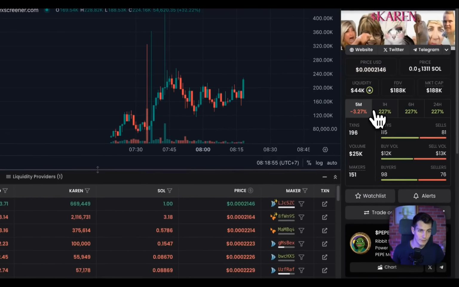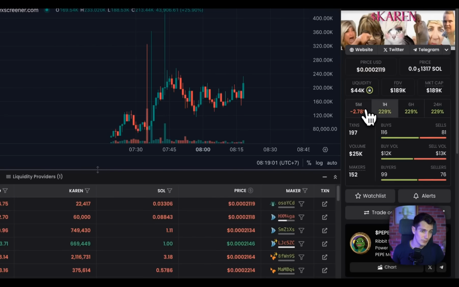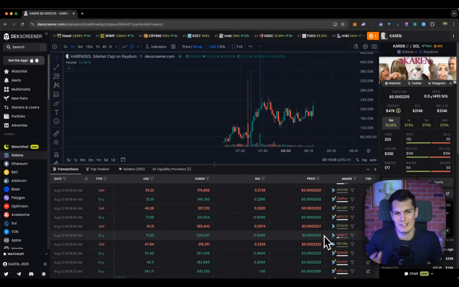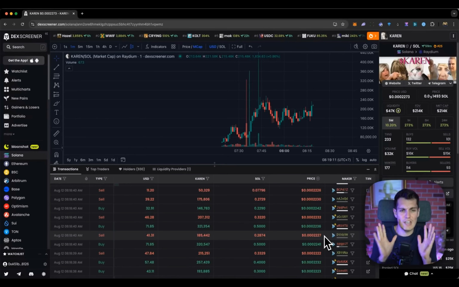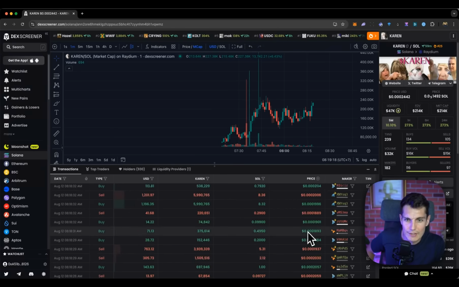We have 25k volume in the last 5 minutes, $1 million volume in the last hour. The last 6 hours, of course, doesn't matter, but it's a pretty high volume. And you can see all the transactions. This is natural, as natural as it gets. It's almost as natty as I am. You will not know that there is a bot going on.